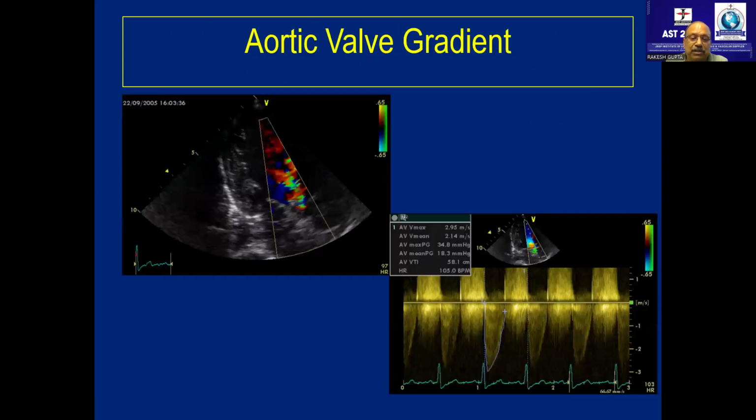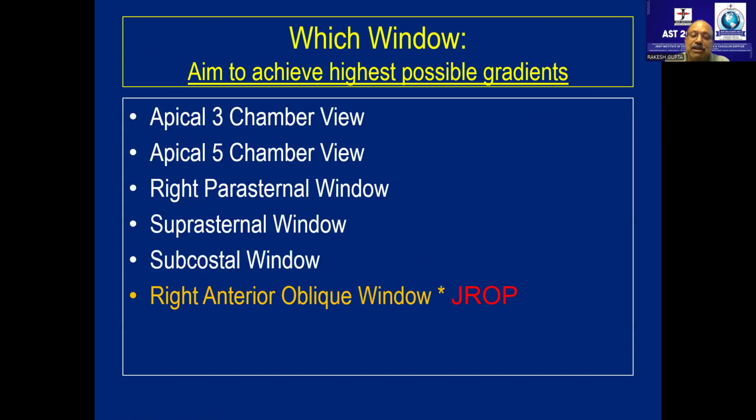So what we do in aortic stenosis is we don't limit ourselves to only one window. We look at 6 different windows: apical 3-chamber view, apical 5-chamber view, right parasternal window, suprasternal window, subcostal window, and the one we have devised ourselves, the right anterior oblique view. Wherever we get the maximum gradient, LVOT VTI you can take in the 3 or 5-chamber view. But the peak gradient, peak velocity, and peak VTI, you have to take the maximum amongst all these 6 different windows. That is the reason that when we get an aortic stenosis patient, we take almost 1 hour.